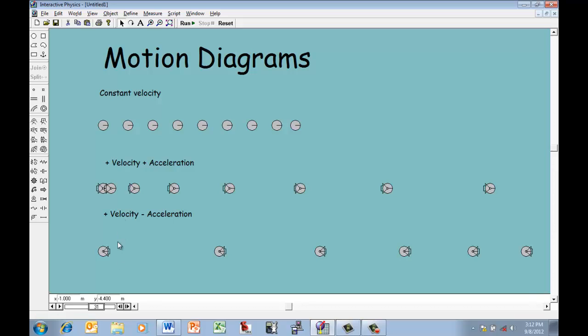Down here, the object was moving forward, which is a positive velocity, but in each time interval, the spacing is decreasing, hence negative acceleration. Acceleration is actually pointed the other way.